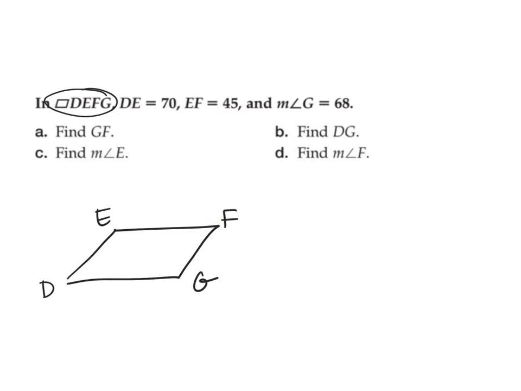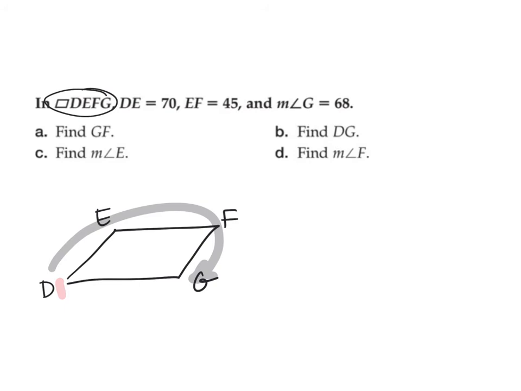Now, when we label, wherever we start, we have to go either clockwise or counterclockwise. We can't skip any, right? So we can't say D, E, F, G, because that's not going clockwise or counterclockwise, okay? We can't do it that way. So just be careful when you're drawing a picture that you are labeling things correctly.